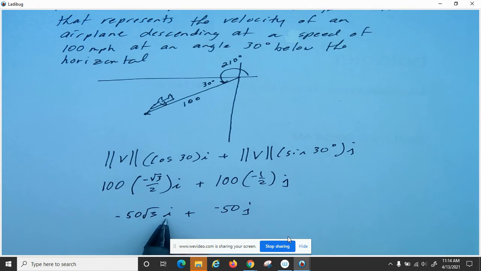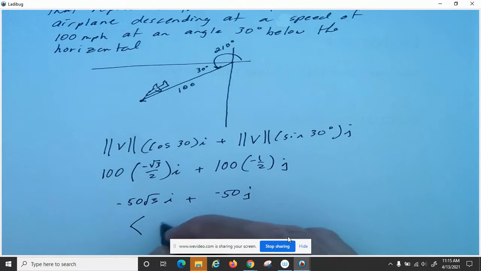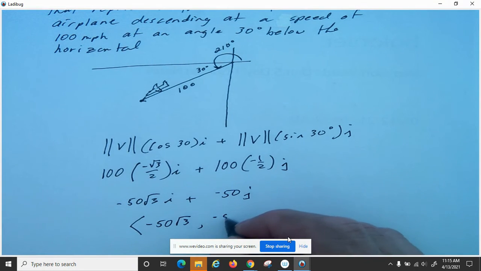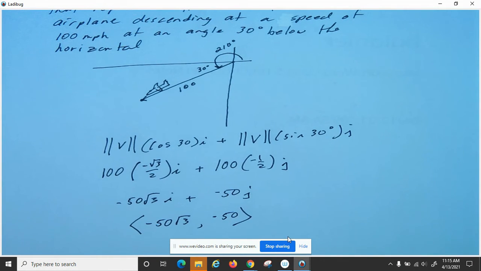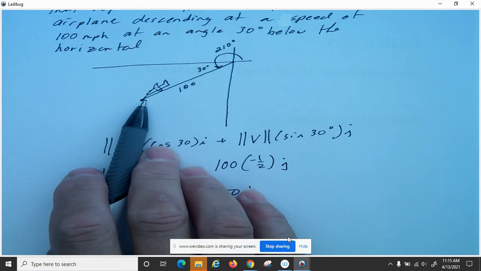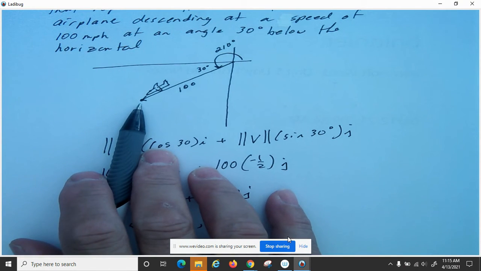So this is your horizontal component. So we're going to the left 50 root 3 units. Then we're going to go down 50 units. I want this in component form. There's your component form. And when I write it in component form, I'm going to leave the i and the j out. All right, so there's your component form of that plane. This basically tells me where the plane will be based off of this coordinate plane. Where is the terminal point of this plane after 1 hour of traveling?